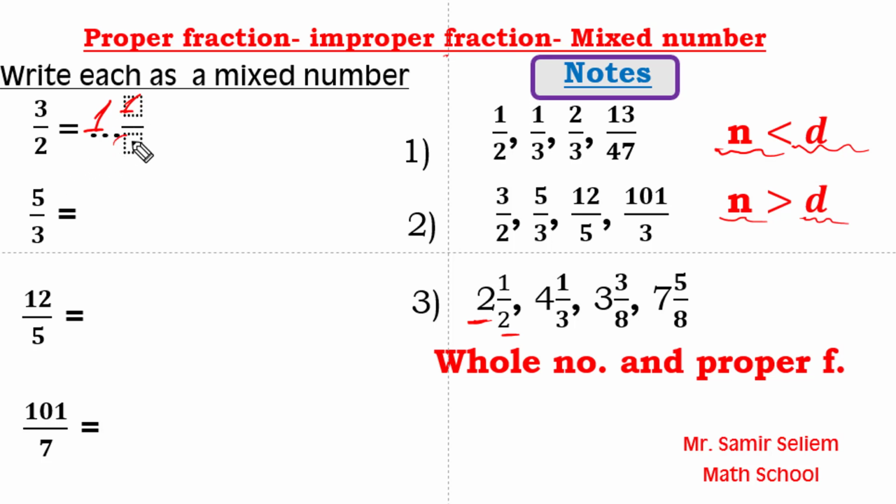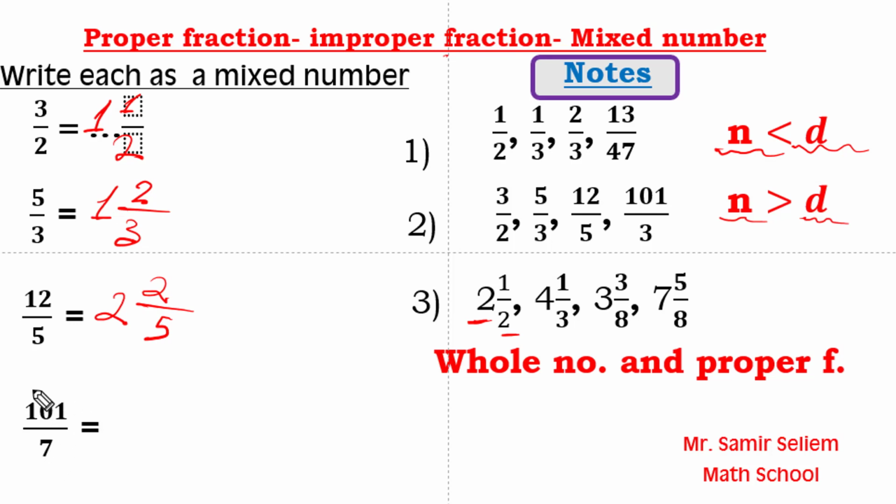is 2. 5 divided by 3 equals what? Equals 1, and the remainder will be 2 over 3. 12 divided by 5 equals what? Equals 2, because 2 times 5 equals 10. We have here 2. The remainder will be what? Will be 2 over 5.